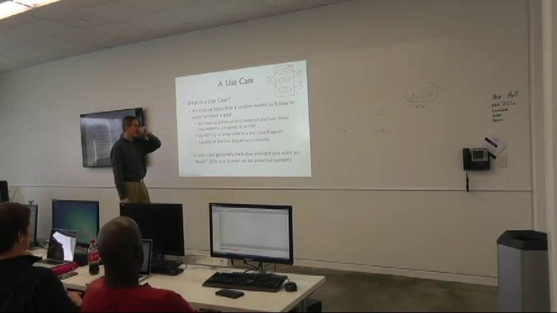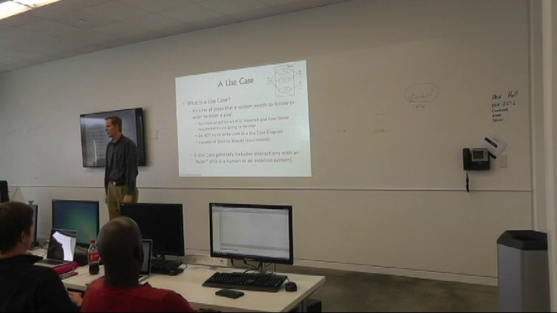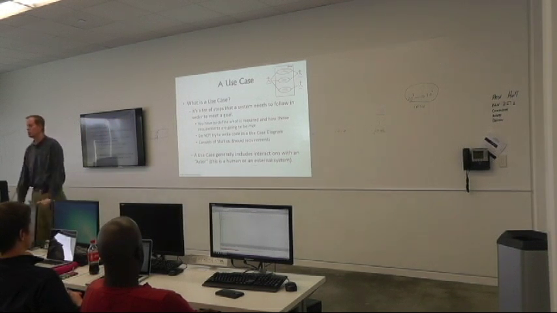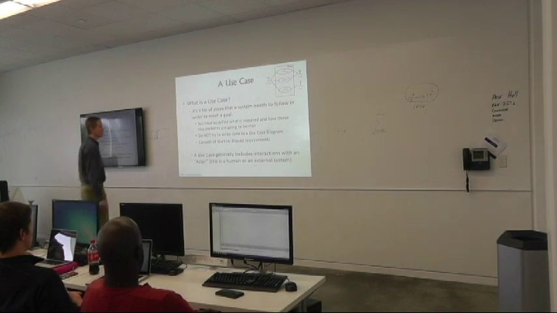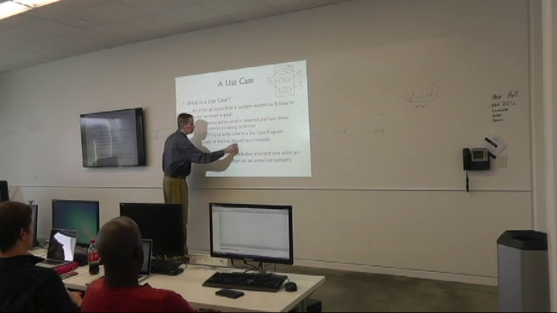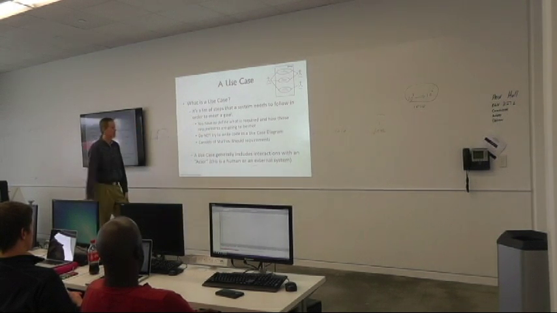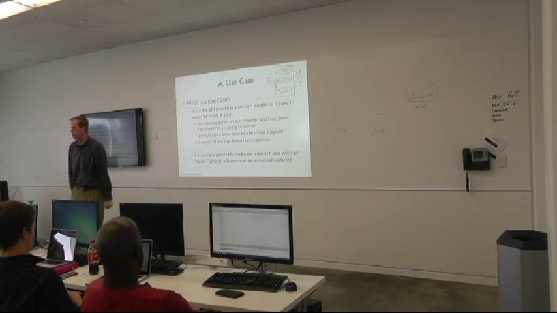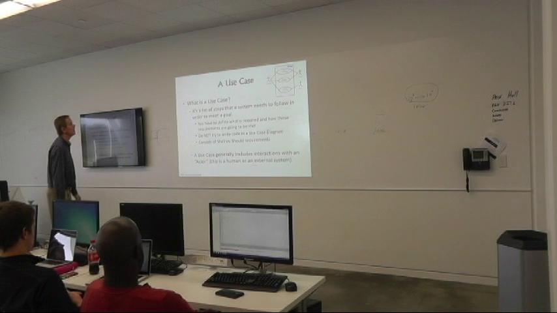Do not try to write the code when you're writing a use case diagram. So we're not talking code at all. We're talking about a picture that shows how the system's going to operate. Okay? And it consists of a bunch of shall versus should requirements. Okay? Use case generally includes interactions with an actor, human, or an external system. They like to use the phrase actor. So you'll hear a lot of actor stuff going on.